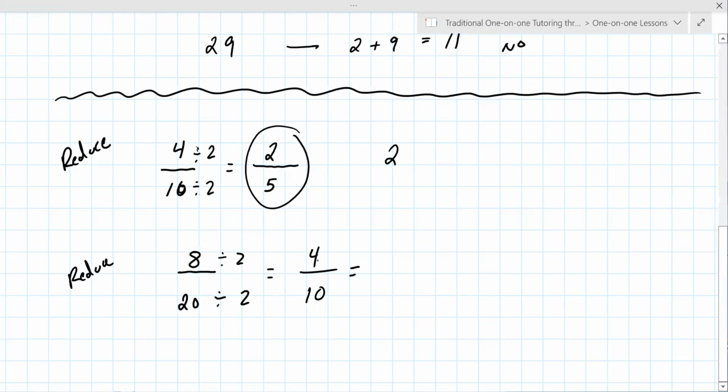Now this is where you try it again. You say to yourself, I wonder if 2 goes in again. So you try dividing the top and bottom by 2 again. We know from the previous problem that this works. 4 divided by 2 is 2. 10 divided by 2 is 5.